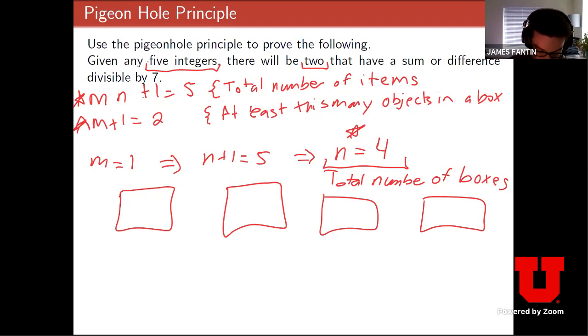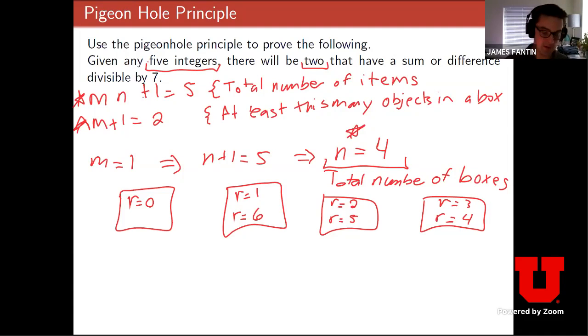So for box 1, we're going to think about all the items in here having remainder equal to 0. For box 2, remainder is equal to 1, or the remainder is equal to 6. Box 3, remainder equal to 2, or remainder equal to 5. And box 4, remainder equal to 3, or remainder equal to 4. And so these are going to be how we sort our objects into these boxes.